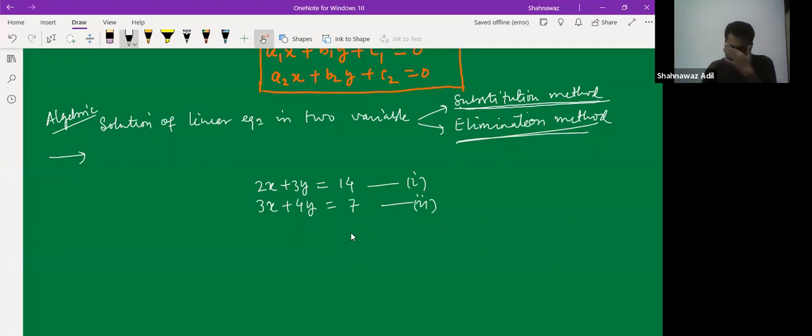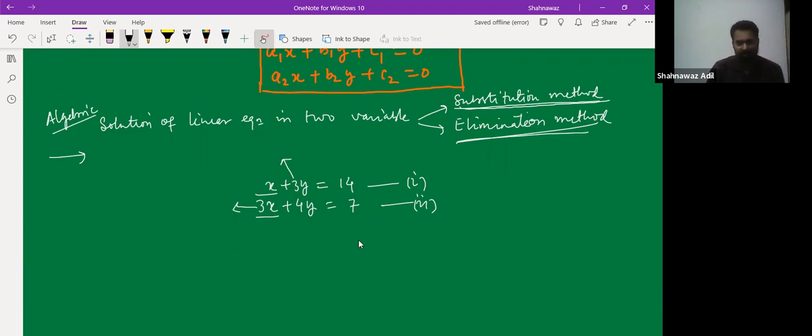In the elimination method, what you do is make one of the coefficients the same, right? The x coefficient is 2 and y is 3, and here this is 3 and this is 4. So to make them the same, we can take the LCM. First, let me do the simpler one. First, let us understand this.